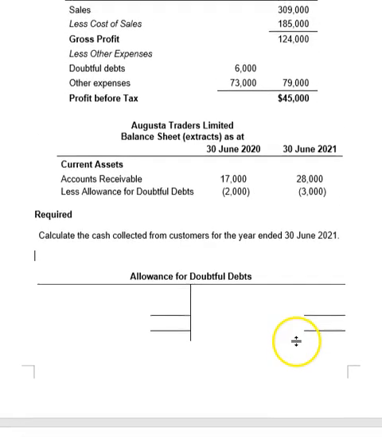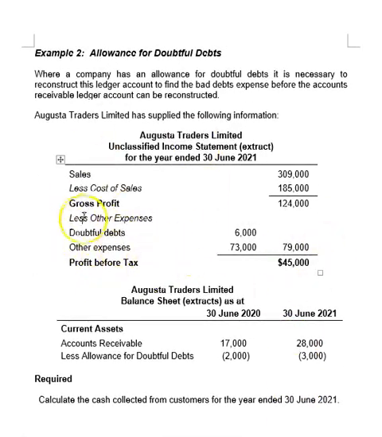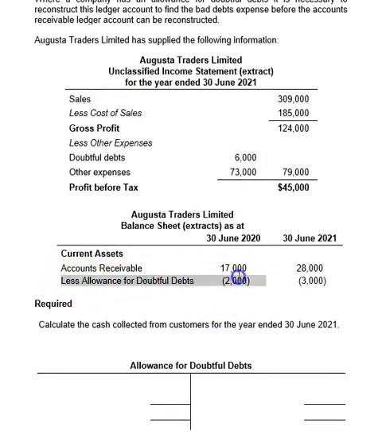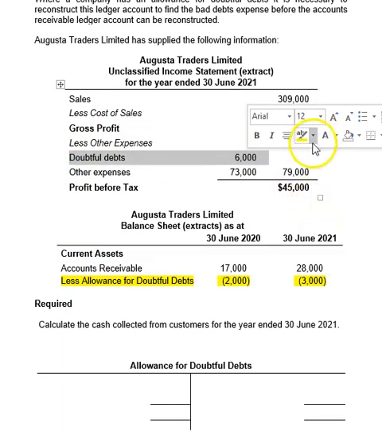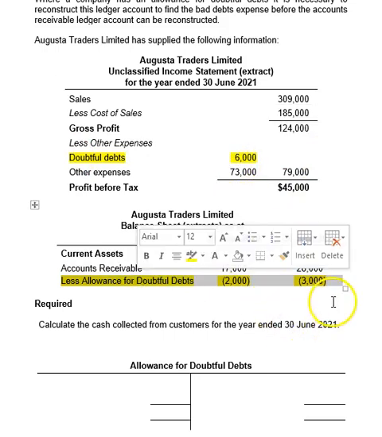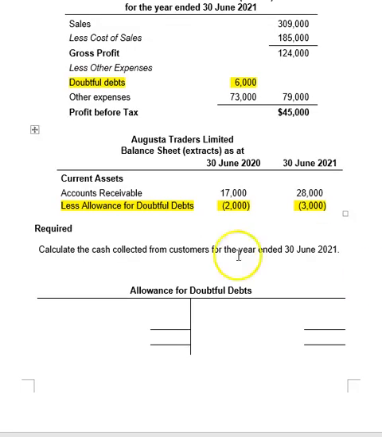Okay, so let's start. Sometimes the question doesn't give you any information about the bad debts. It doesn't mean that there aren't any bad debts, it's just that you need to find it out yourself. So what are the clues that they will give you? Normally they will give you clues like allowance for doubtful debts and doubtful debts. They are trying to give you some hint so that you can find out the bad debt using all this information.